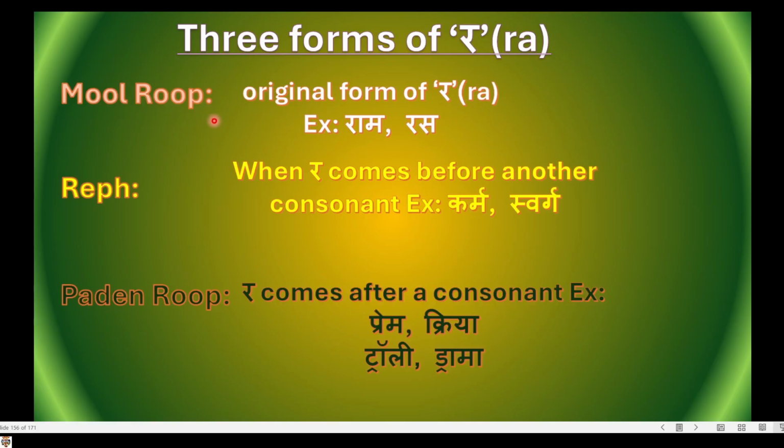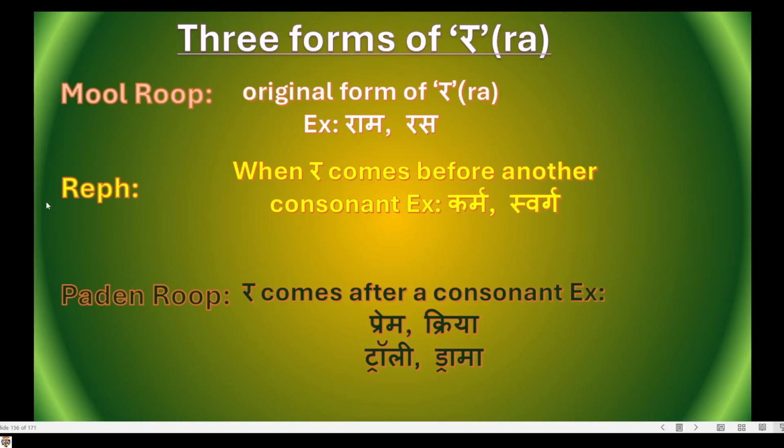First is the Mool Roop. The word Roop refers to form. Mool Roop refers to the base form. That is the original form of Ra. It exists in words like Ram, Ras, etc.